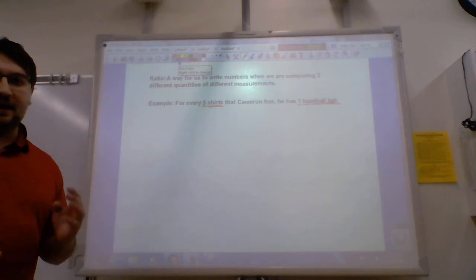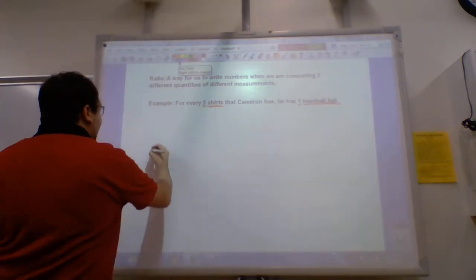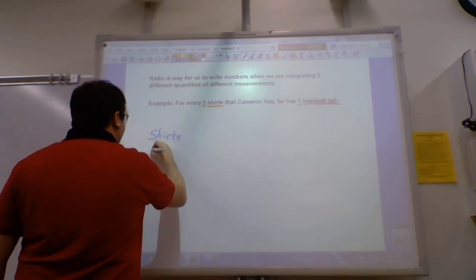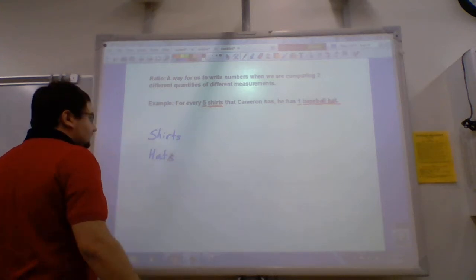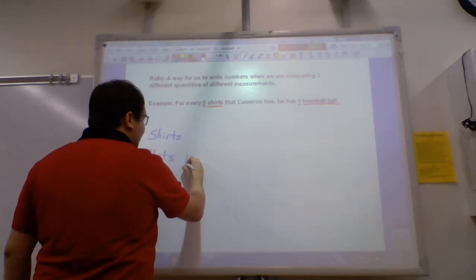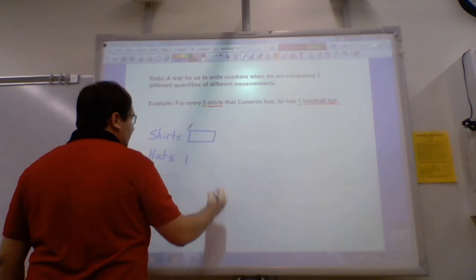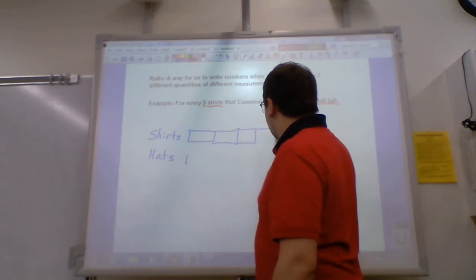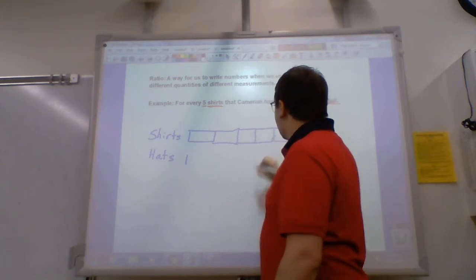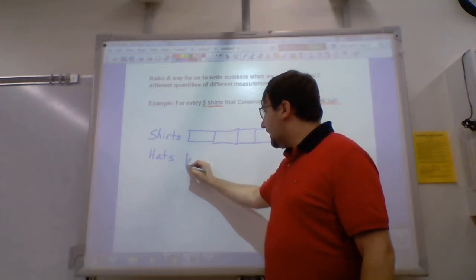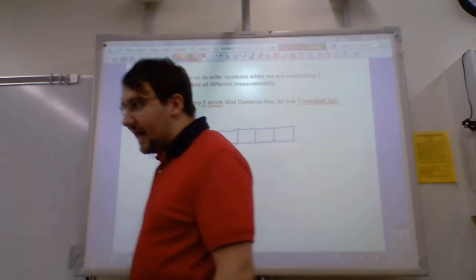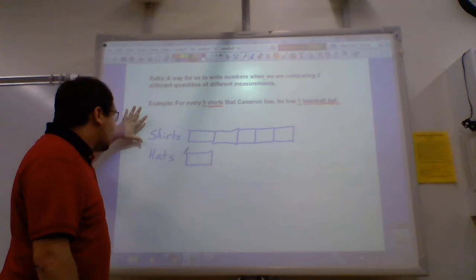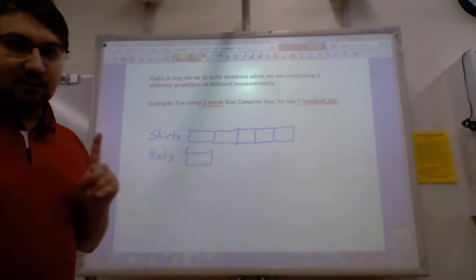I'm going to set this up in a tape diagram. That might help us look at this a little bit better. We'll write shirts and we'll write hats. So for every 5 shirts that Cameron has, he has 1 hat. For every 5 shirts he has, he's going to have exactly 1 hat.